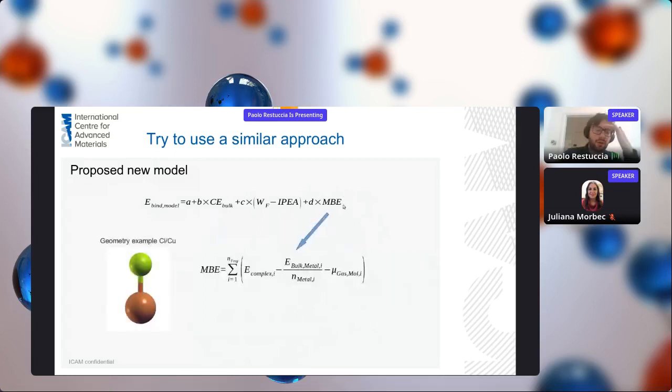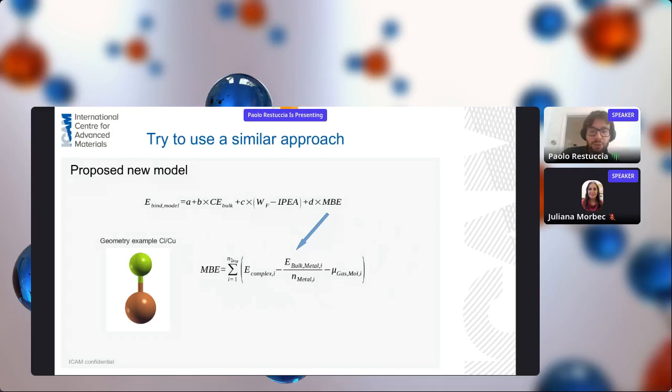Just to give you an idea of how this MBE term is computed, we start with a geometry, quite simple, that resembles the one that the authors of the Science Advances paper used in their work. So a simple metal atom that resembles the surface, in this case a copper atom, and in this case a chlorine atom that resembles the adsorbate. And here is the formula with which we compute this MBE term.